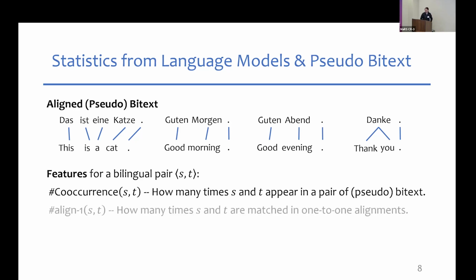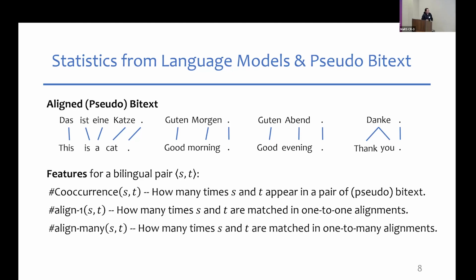Similarly, we consider features like aligned 1-to-1, that is how many times S and T are matched in 1-to-1 alignment. And this time, guten and morning are considered as 0 because they are never aligned. Or alignment 1-to-many, which handles cases where the German word danke is aligned to two English words, thank and you. Additional features we consider include cosine similarity, inner product, and whatever we can come up with.